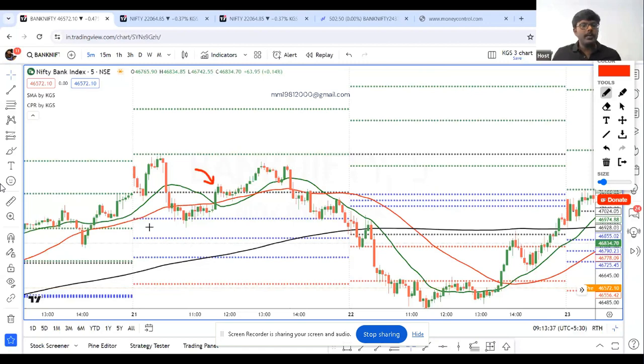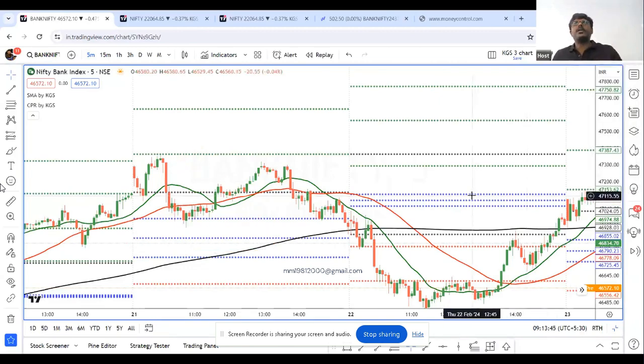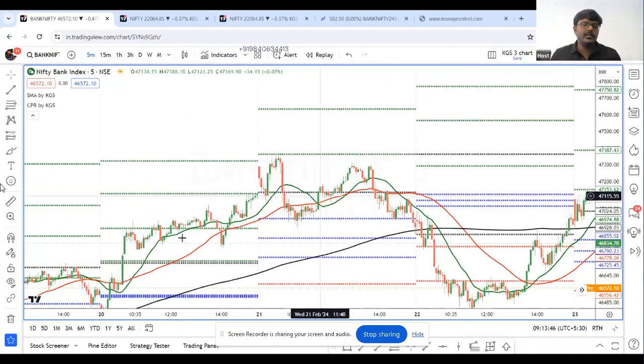I hope you are following me. You will not take a short position here because CPR is there. Whereas here you will take a long position. So clear? So the candles are taking a lot of time to respect the technicals.